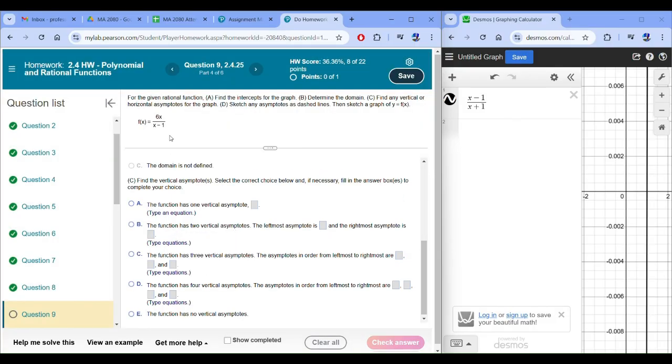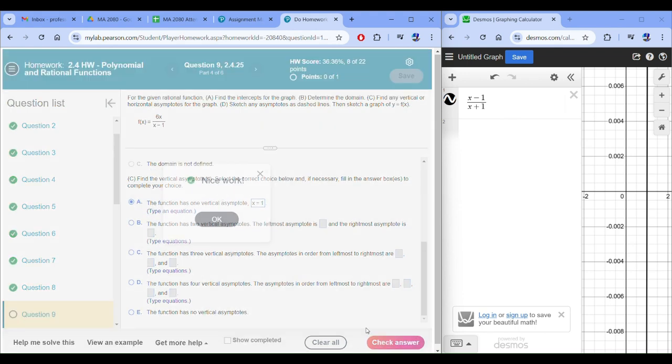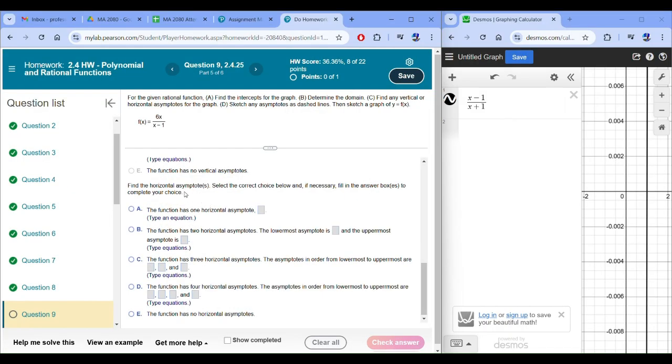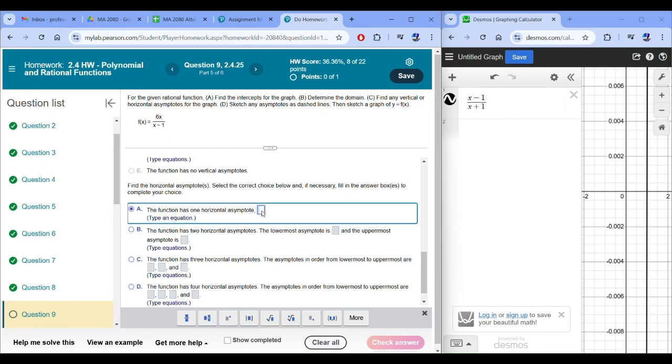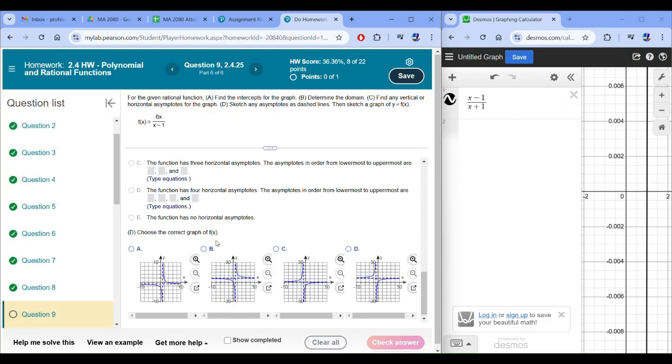Find the vertical asymptote here. I'm sorry. Vertical asymptote is when the denominator is equal to 0. So 1 minus 1 equals 0. So then it is at x equals 1. Find the horizontal asymptote, same degree, so 6 divided by 1 is going to be y equals 6. And this graph looks like x equals 1, y equals 6. This is it.